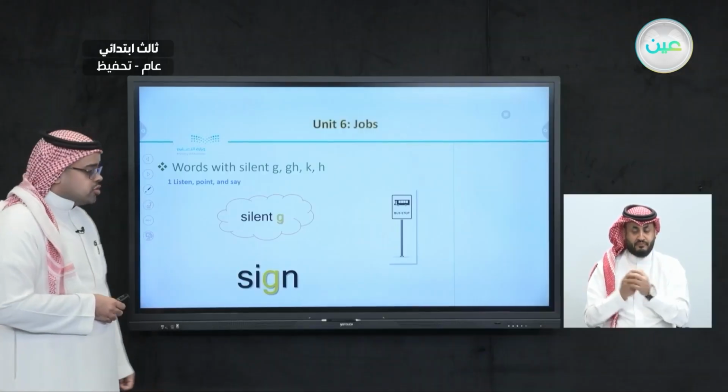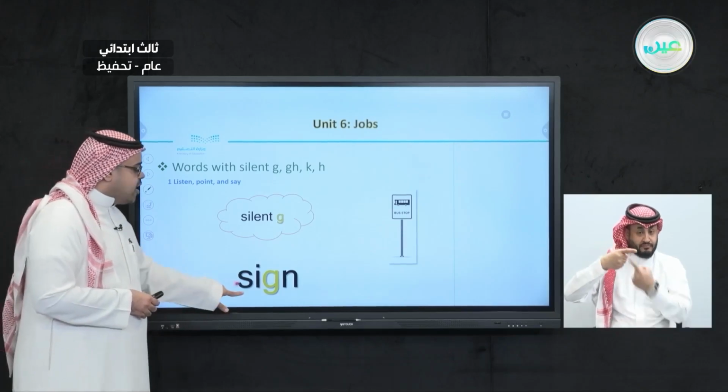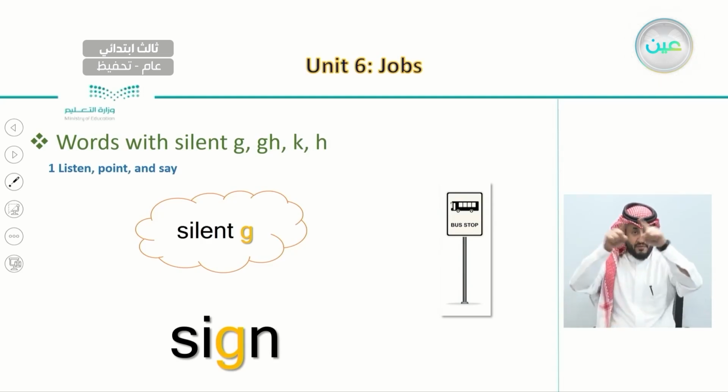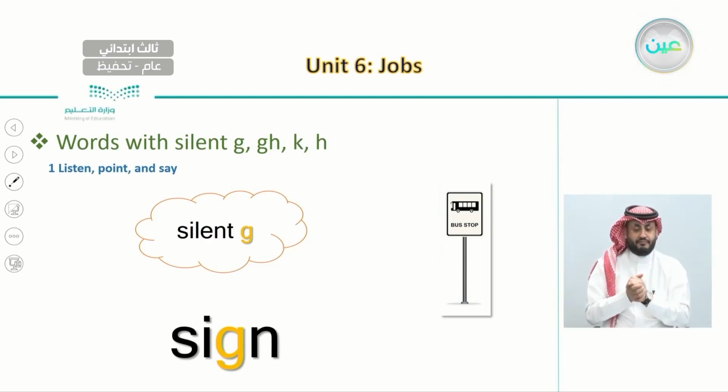So the first word here is sign. Repeat after me. Sign. So this is a sign, like a no barking sign or a bus stop sign. This word has one silent letter, which is G. G here is silent. We don't pronounce G.